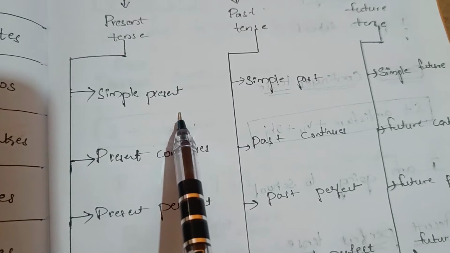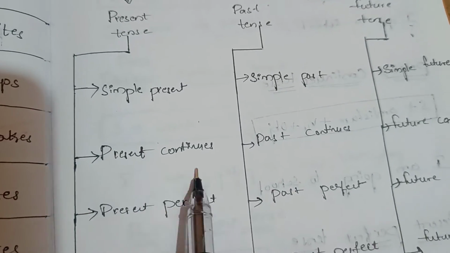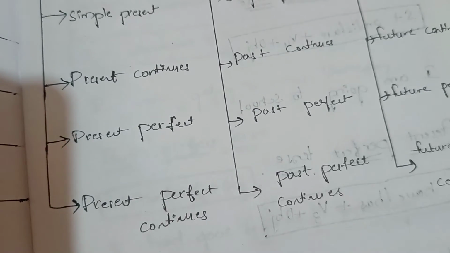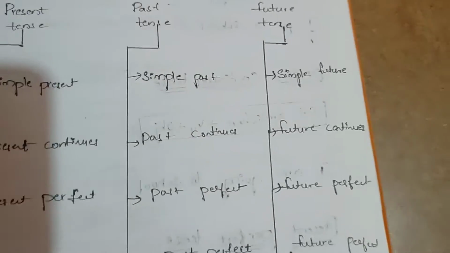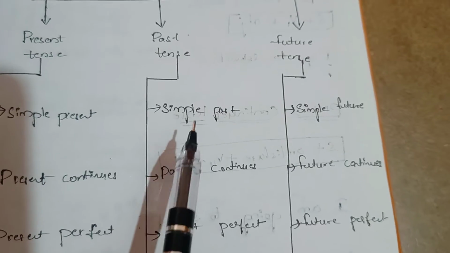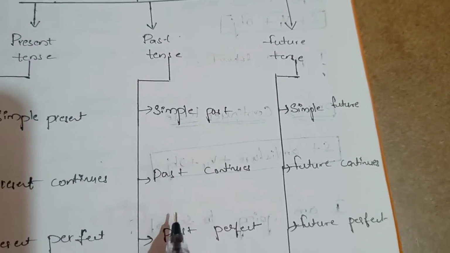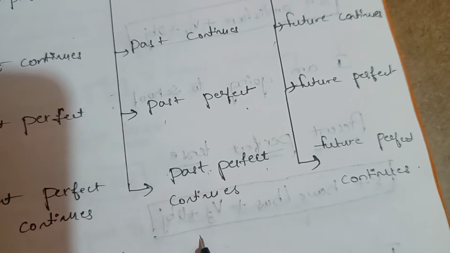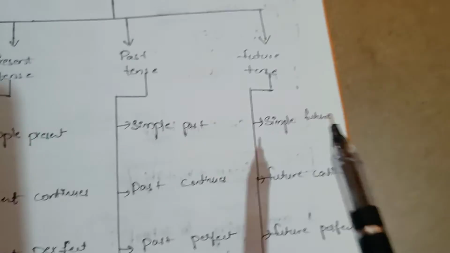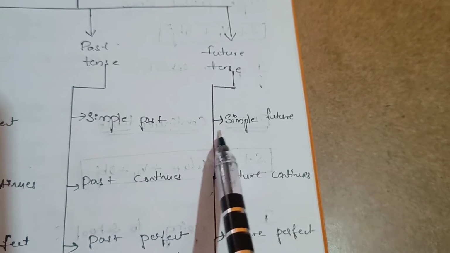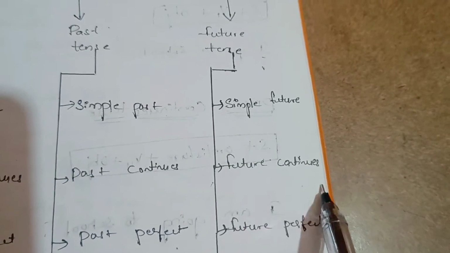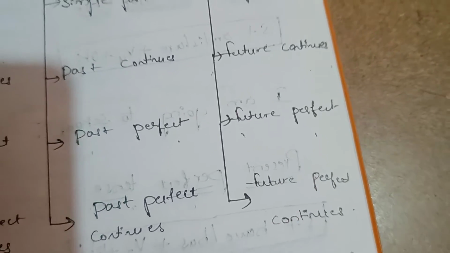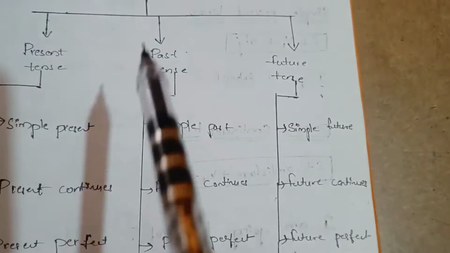First one is simple present tense, next present continuous tense, present perfect tense, present perfect continuous tense. In the same way, past tense has been divided into simple past tense, past continuous tense, past perfect tense, past perfect continuous tense. In the same way, future tense has been divided into simple future tense, future continuous tense, future perfect tense, and future perfect continuous tense. So, these are the tenses.